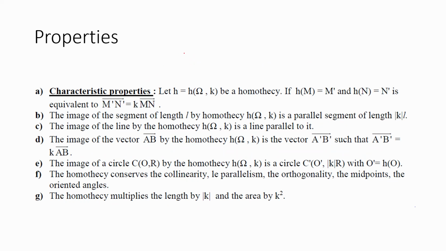Properties. The first property says if I have a dilation where m is changed to m prime, the image of m is m prime, and the image of n is n prime, then m prime n prime equals k times mn. Okay guys, the first property.